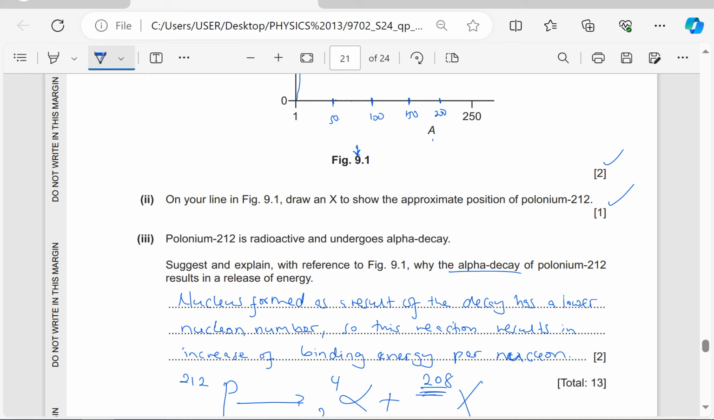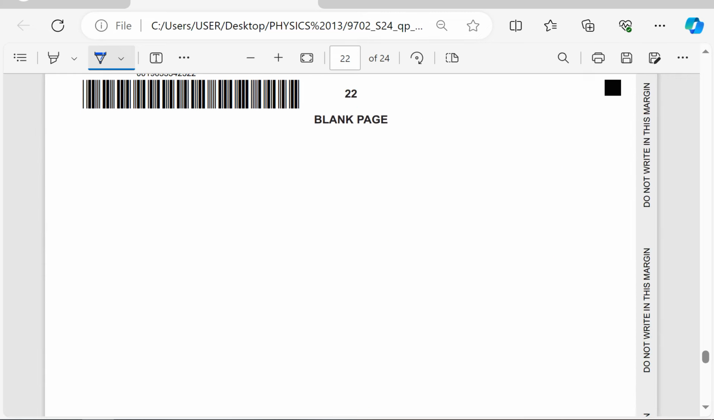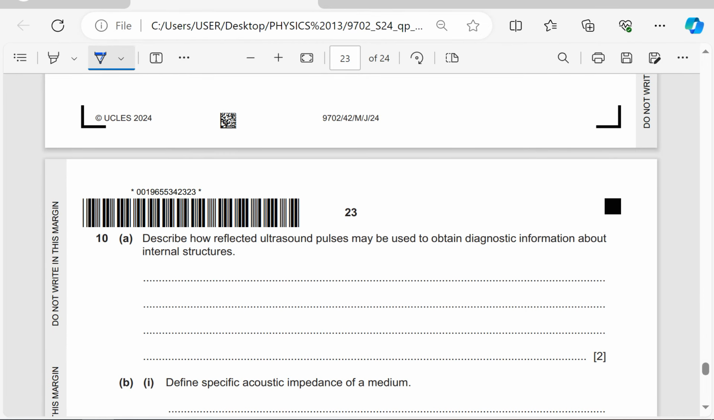Because 208 is to the left, it is closer to the peak than 212. So it means its binding energy per nucleon is going to be higher. So this reaction is going to result into release of energy. As simple as that. I think this should be the last question, which is astrophysics and cosmology, maybe.